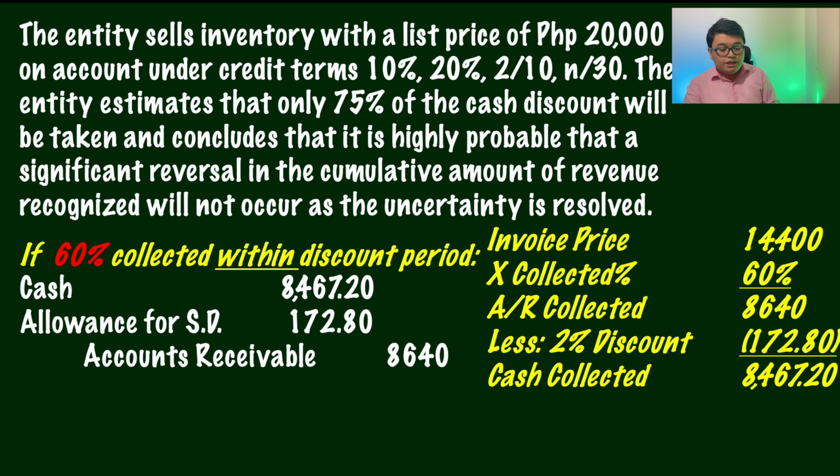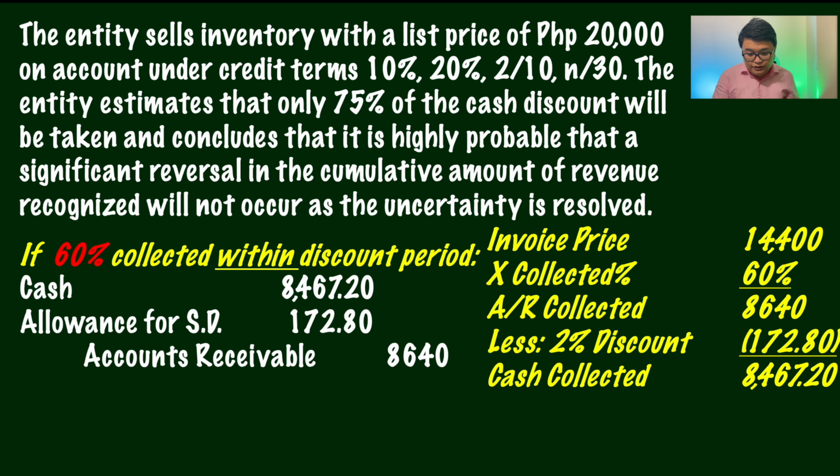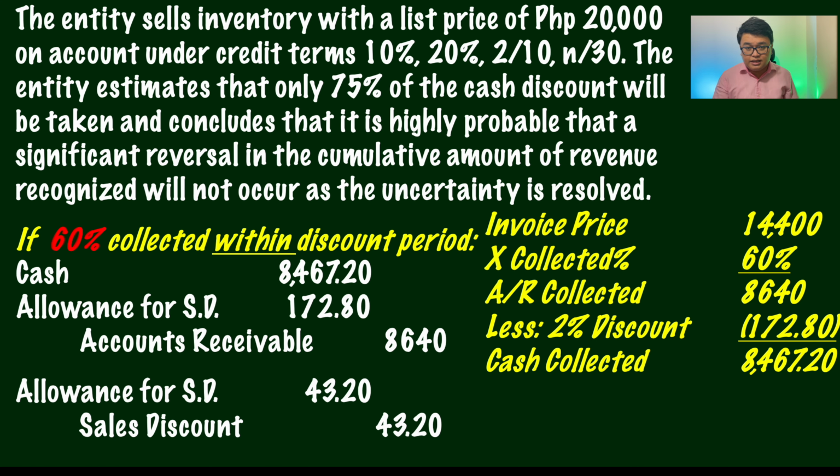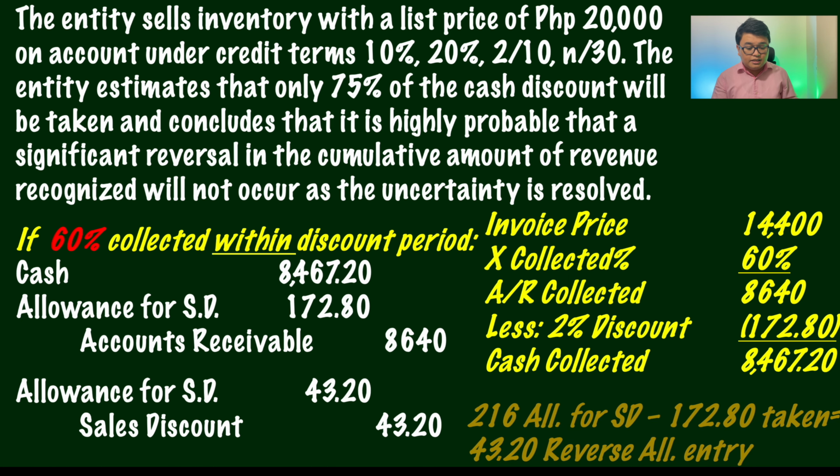Since we have recognized only 172.8 allowance out of 216, that's the only portion that materialized, we need to reverse the remaining amount of the sales discount and its corresponding allowance. Because we have not consumed the entire allowance for sales discount a while ago, we have established 216, but we only availed 172.8. We need to reverse the remaining allowance for sales discount. Therefore, we will debit allowance for sales discount and credit sales discount for the remaining amount of 43.2. Again, that is the difference between 216, initial allowance established, minus 172.8 sales discount taken.